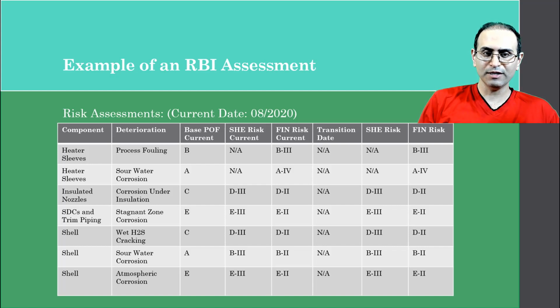our risk assessments. As you see, for example the first two, the SHE risk is NA, not applicable, because if that deterioration happens, it doesn't affect safety and health, but it will cost us something. So it means that only the financial risk is applicable. The transition date was not applicable in this example, and the future SHE risk and Fin risk obviously don't change with time.